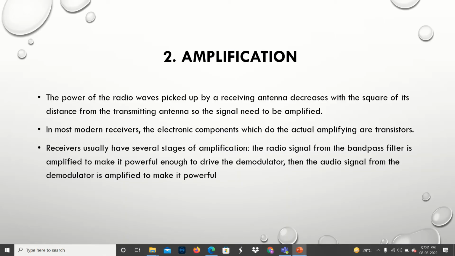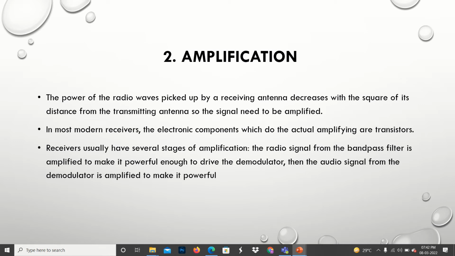Now, second, amplification. The power of radio waves picked up by a receiving antenna decreases with the square of its distance from the transmitting antenna, so the signal has to be amplified. In most modern receivers, the electronic components which do the actual amplifying are transistors. Receivers usually have several stages of amplification.